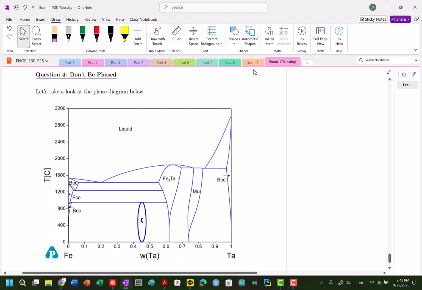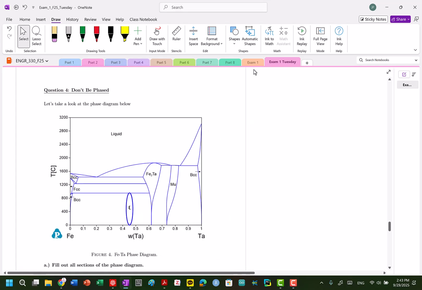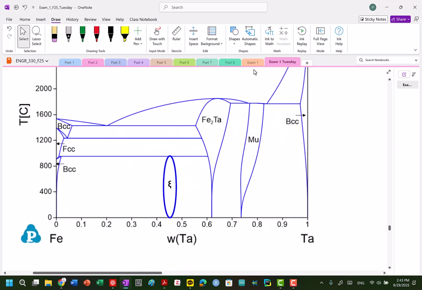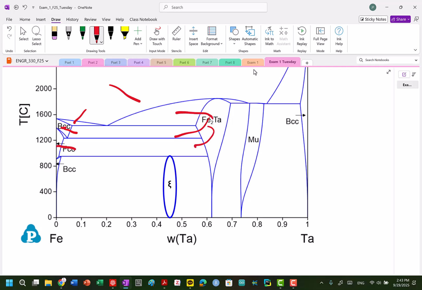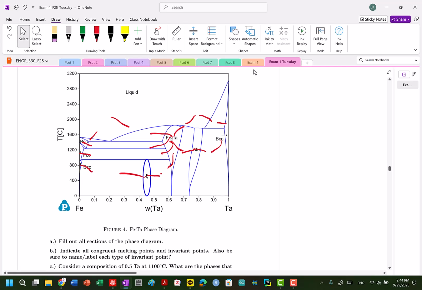All right, and we are on our last problem for this exam, so don't be fazed. Fill out all sections of the phase diagram. So we know that this is going to be BCC plus liquid, BCC plus this phase, liquid plus this phase in here, FCC plus this phase, BCC plus this phase here, this plus this right here, this plus liquid right here, MU plus BCC, and then liquid plus BCC. And you can write those all out.